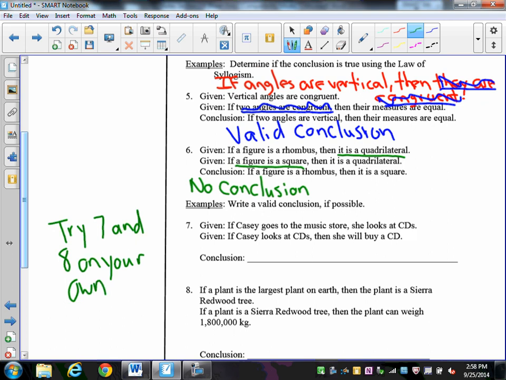All you need to do is write an if-then statement, and if there's no conclusion, you would write no conclusion for 7 and 8.